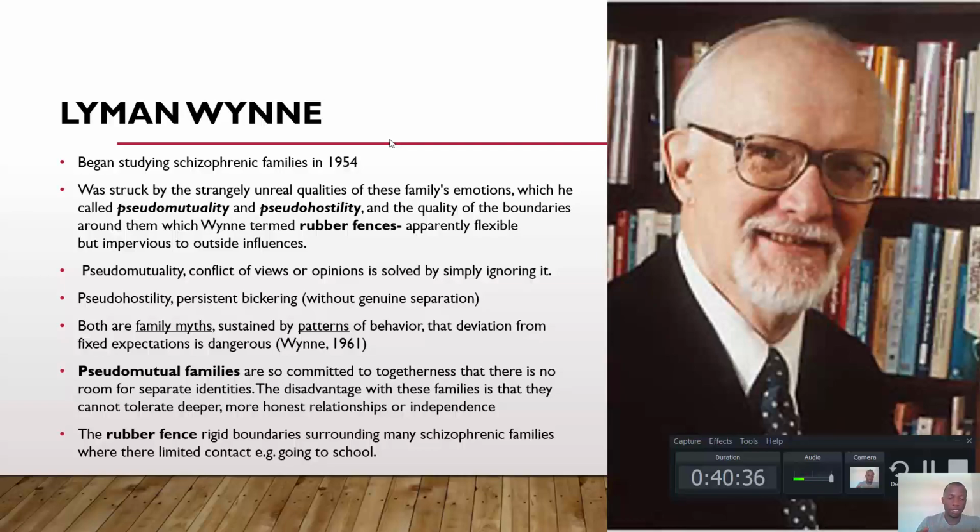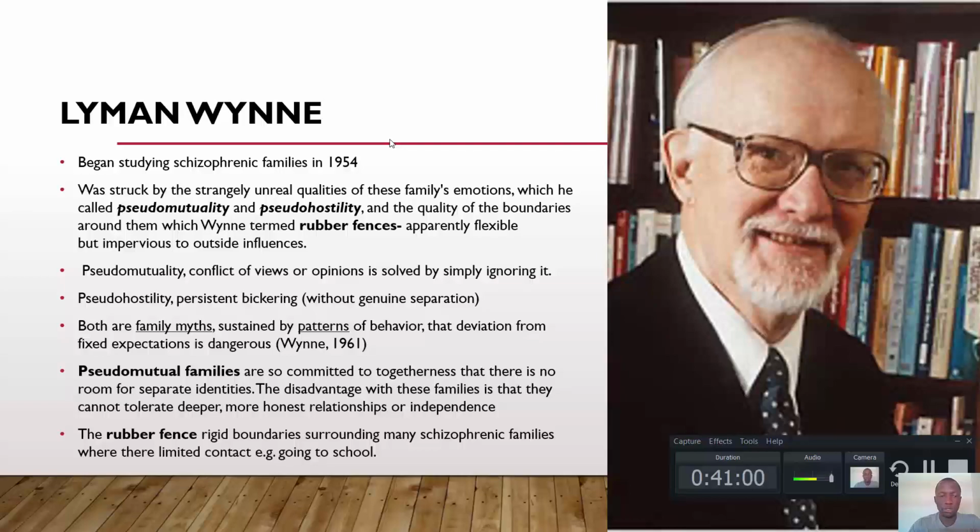So the rubber fence was, and still is, the idea of these rigid boundaries that these families created, surrounding the schizophrenic families. There's limited contact. For instance, families of schizophrenic kids had a hard time extending their boundary beyond sending the kids to school. That would be very anxiety provoking as well.